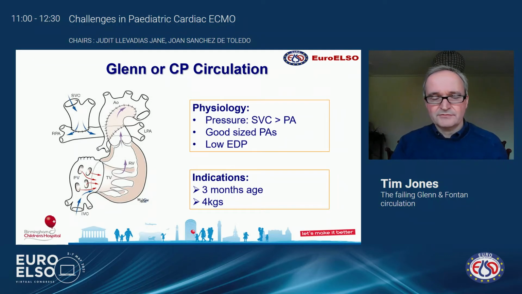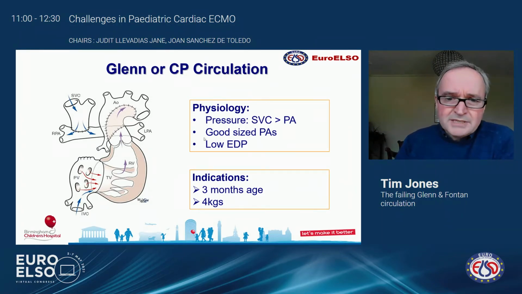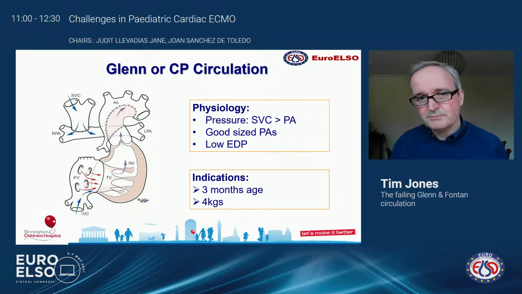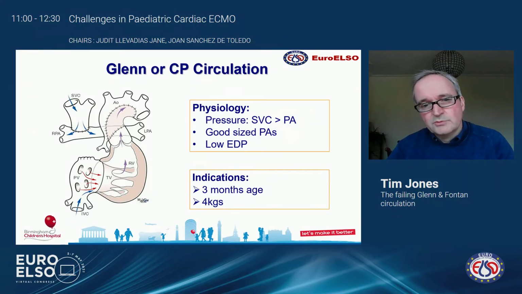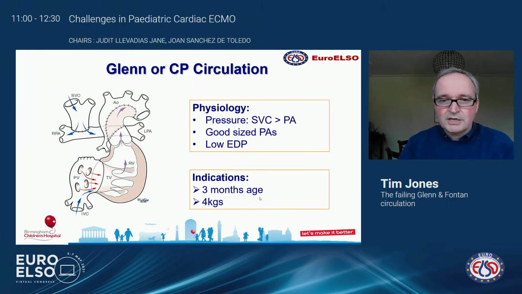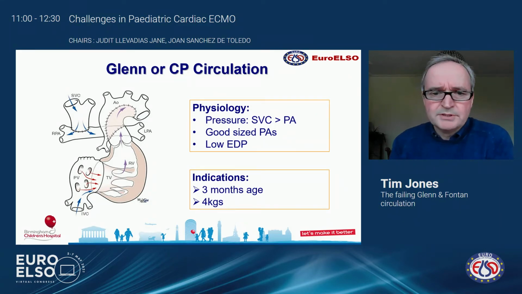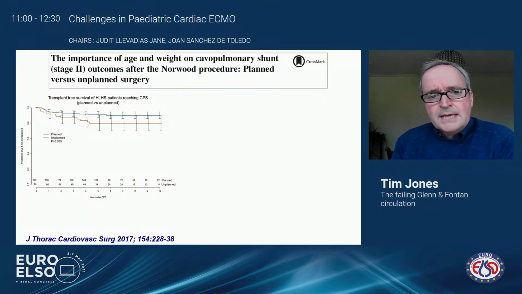Now, the indications then for doing a cavopulmonary shunt are to meet these criteria. We say greater than 3 months of age. And the reason we say that is because your pulmonary artery pressure, which is the same as systemic pressure at birth, takes up to 3 months to come down to its low level so that the circulation will work. It's why we do a BT shunt in the neonatal period to overcome that high PA pressure. But by 3 months of age, the pressure comes down. And the child needs to get to in excess of 4 kilograms is what we've always said, because then we think that's a time when the PAs are of good size.